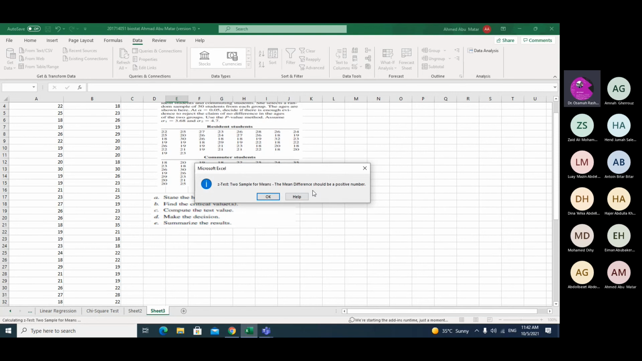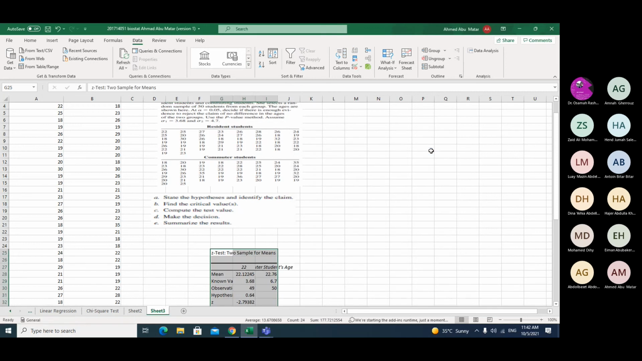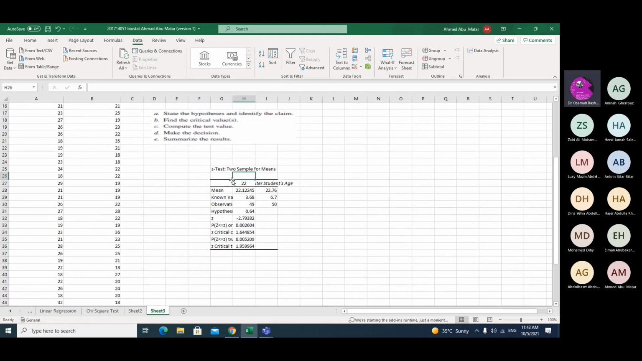So you have to find the mean. The mean difference should be a positive number. Yes, you write it, it doesn't matter, 0.64. He doesn't like to calculate it mathematically, he would like to know the absolute value. Do I put this? Yes. Okay. Fine. How to read this result?